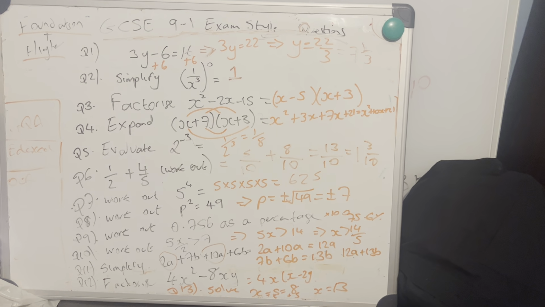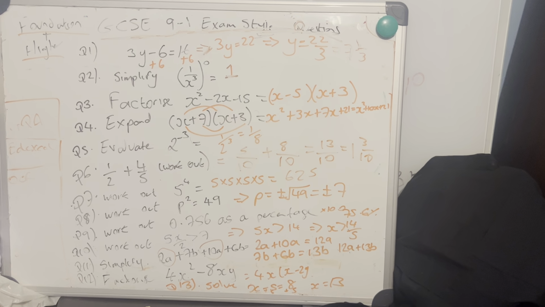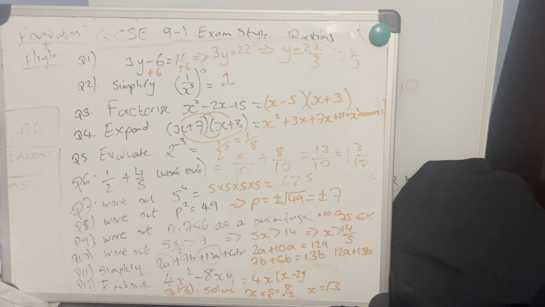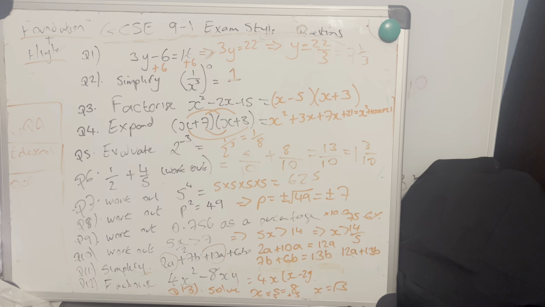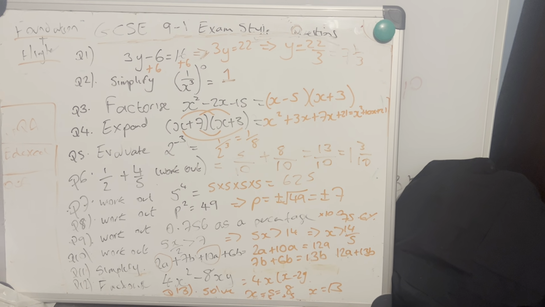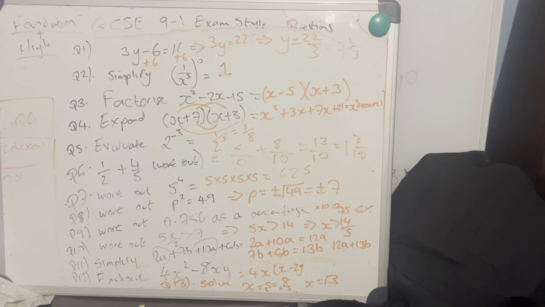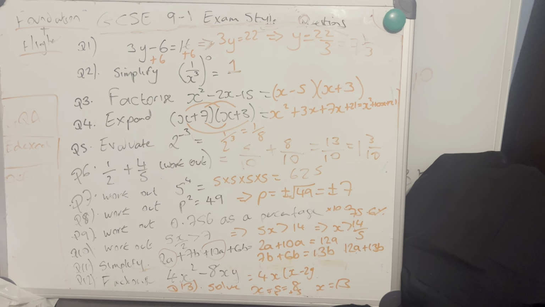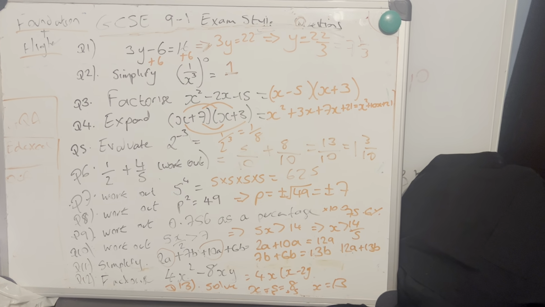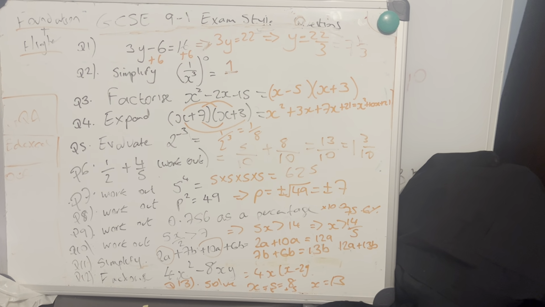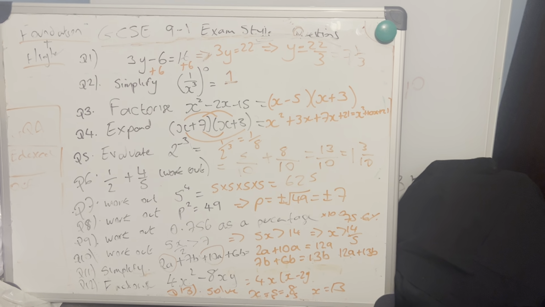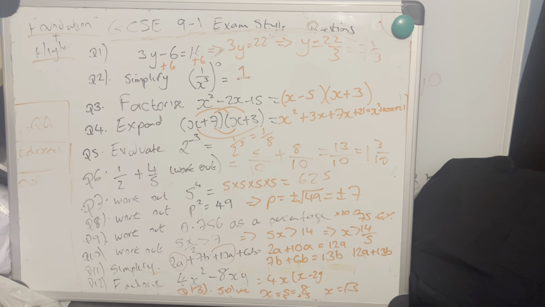This is question number 11. Simplify 2a plus 7b plus 10a plus 6b. So collecting like terms, 2a plus 10a is 12a, 7b plus 6b is 13b. So putting my answer together, I get 12a plus 13b or 13b plus 12a.